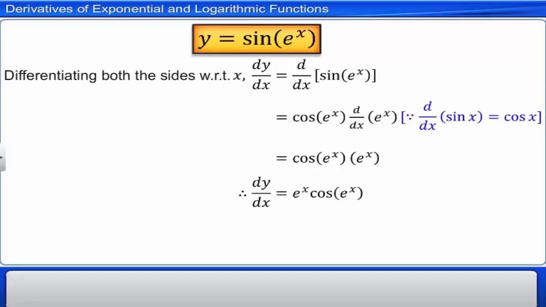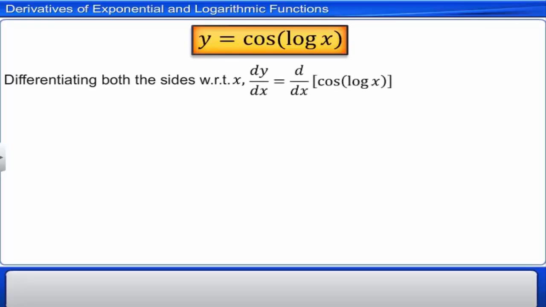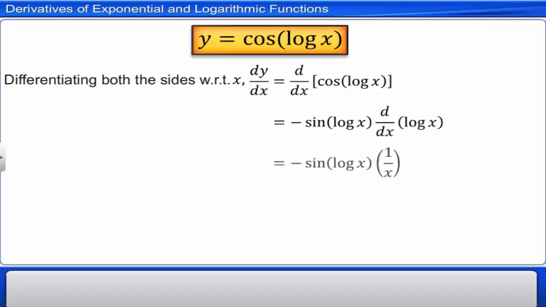Lastly, differentiating both the sides of y is equal to cos of log x, we get dy by dx is equal to d by dx of cos of log x. By applying the chain rule, the right-hand side becomes minus sine of log x into d by dx of log x. The derivative of log x with respect to x is 1 divided by x. Therefore, dy by dx is equal to minus 1 divided by x into sine of log x.